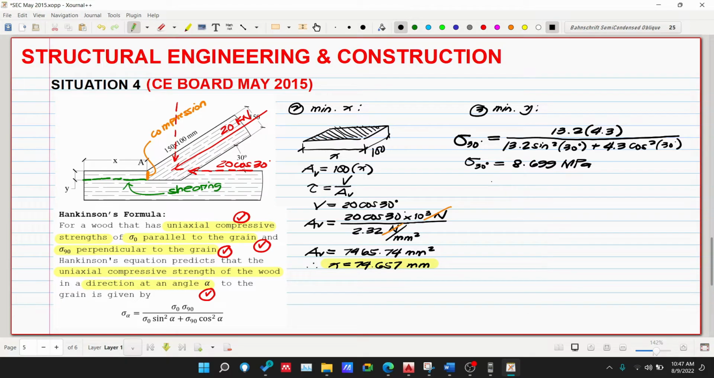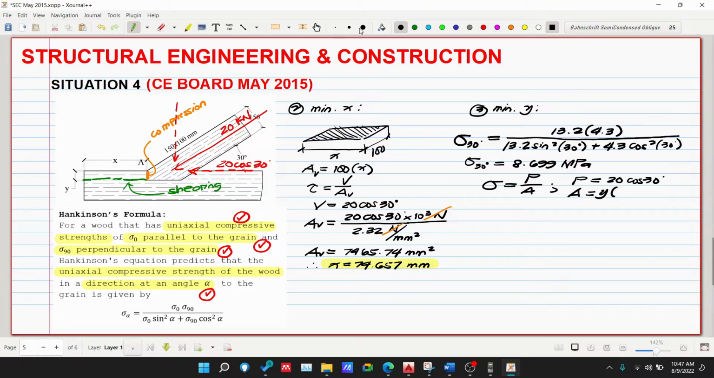So, syempre, compressive stress pa rin to. Sigma is equivalent to P over A pa rin. Na kung saan, ang ating P is yung 20 cosine of 30 degrees. Hindi natin pwedeng gamitin yung vertical component kasi ang i-cause niya dun sa area na to is shearing, hindi ba? So, ang rules kasi dito is compressive strength. So, dapat 20 cosine 30 degrees kasi siya yung mag-cause ng compression sa area na to. Okay? Then, ang ating area dito is equivalent to Y.